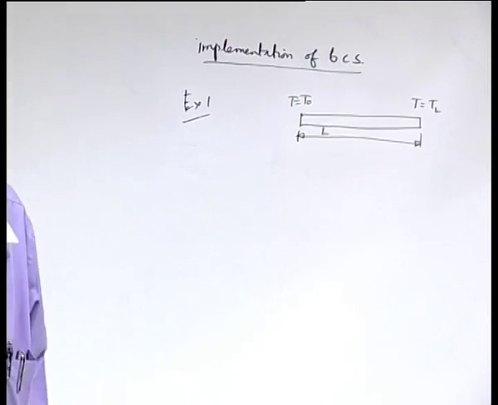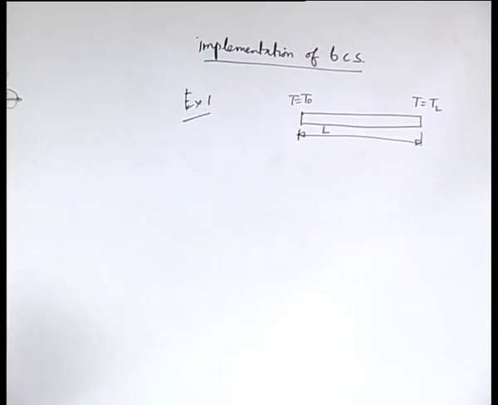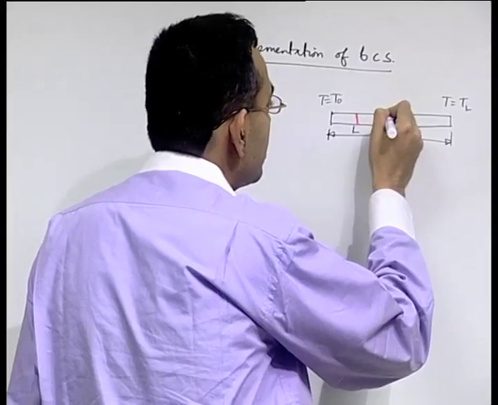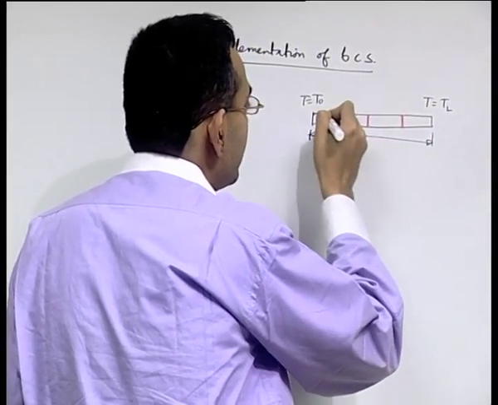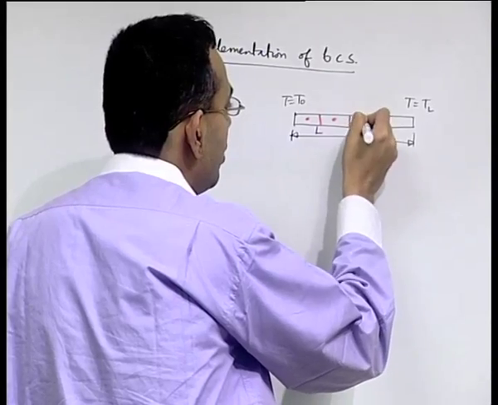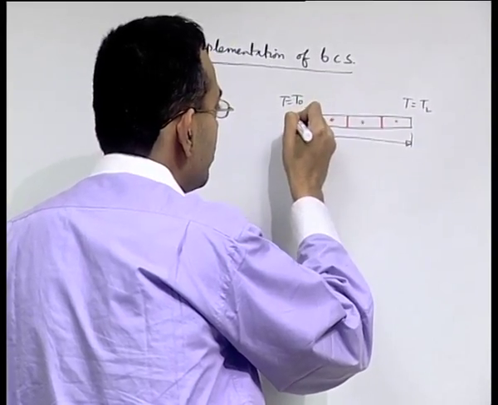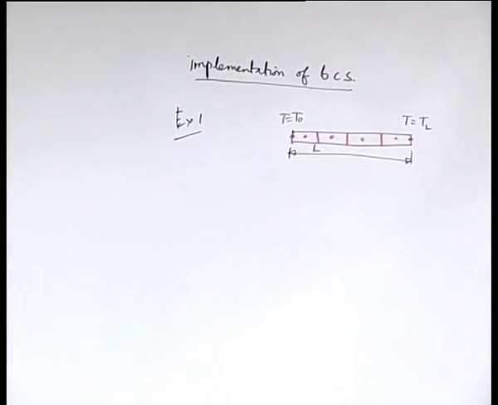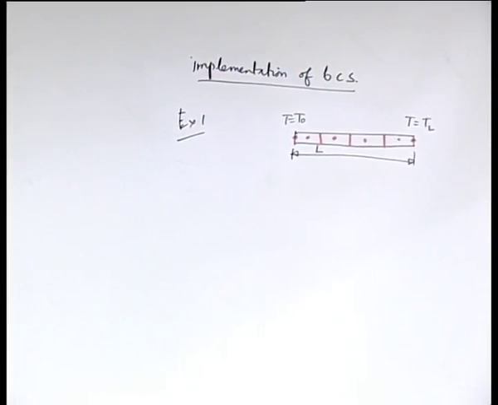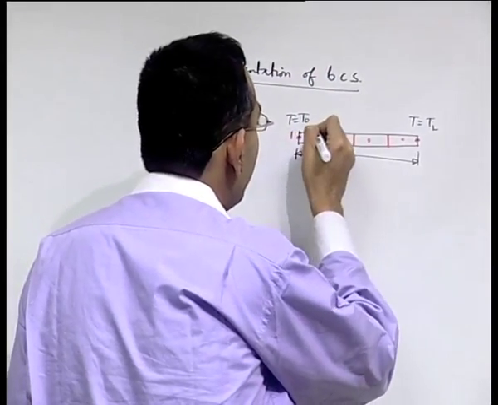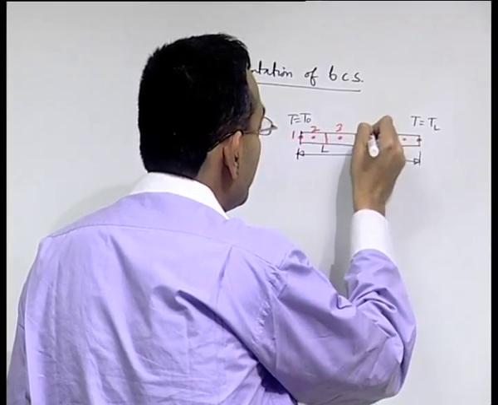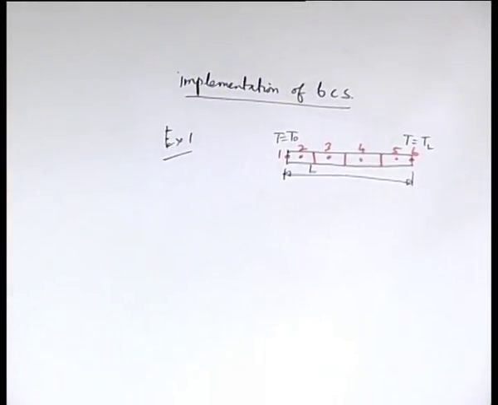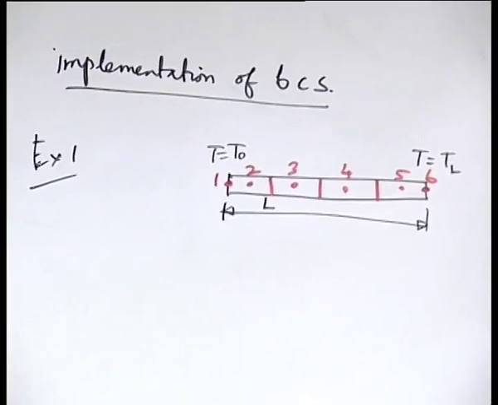Remember that while implementing the boundary condition we must keep in mind what the discretized system of equations is. So, let us say that we had divided the domain into a number of control volumes like this with grid points at the boundary. Let us give these grid points some numbers 1, 2, 3, 4, 5, 6 like that. Assume the heat transfer to be one dimensional.